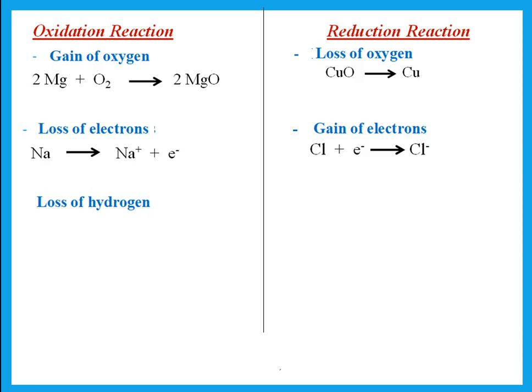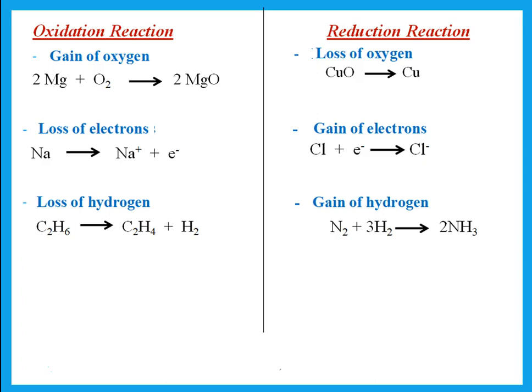It could also involve loss or gain of hydrogen. So oxidation will also be regarded as loss of hydrogen. If something like this in organic chemistry, if this is ethane changes to ethene, this is regarded as an oxidation reaction. Reduction would be the opposite. So here nitrogen gained hydrogen, the gain of hydrogen is reduction.